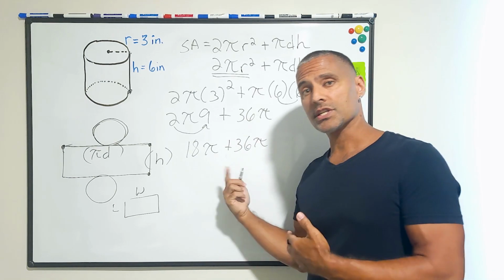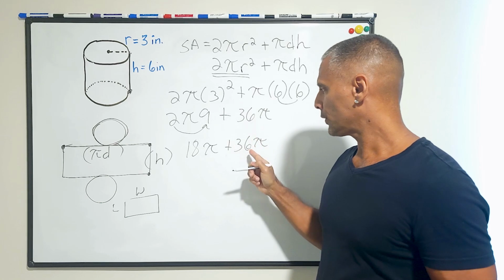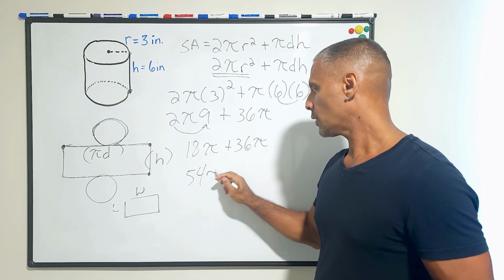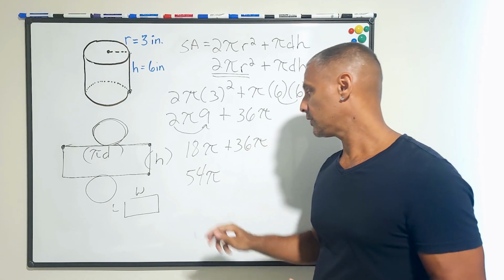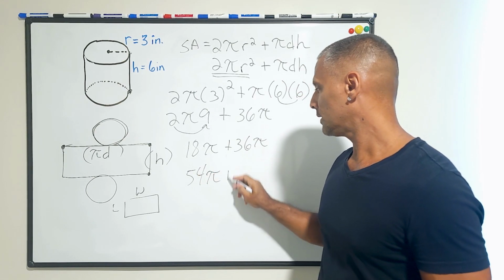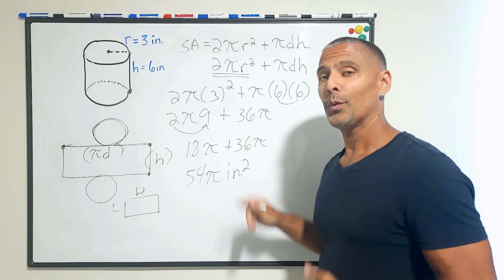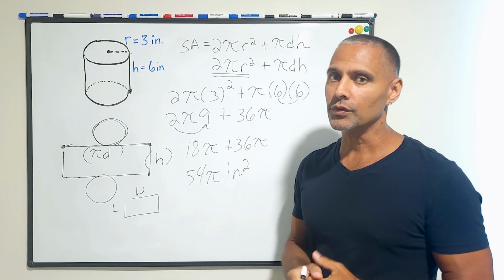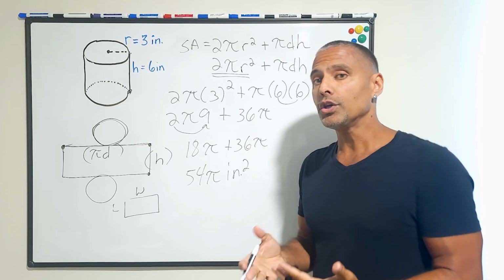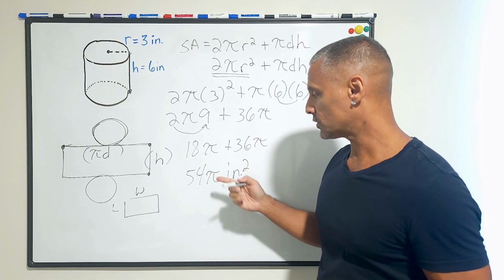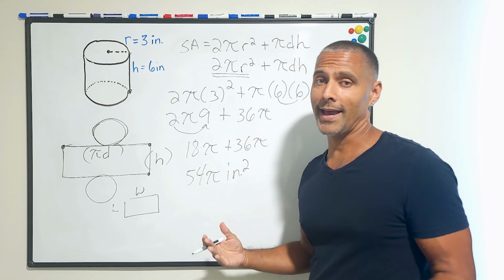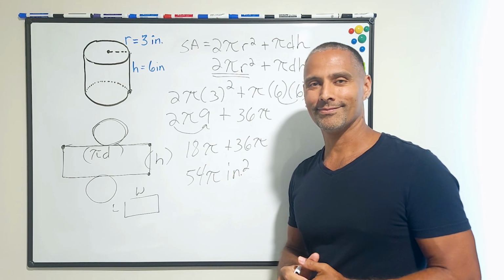Now what we can do is just combine like terms here. If we add 36 to 18, that gives us 54. So our answer in terms of pi is 54 pi square inches, which is the total surface area of our cylinder. If you wanted to use 3.14 for pi, all you would have to do at this point is substitute pi with 3.14 and multiply that by 54, and that is all there is to it.